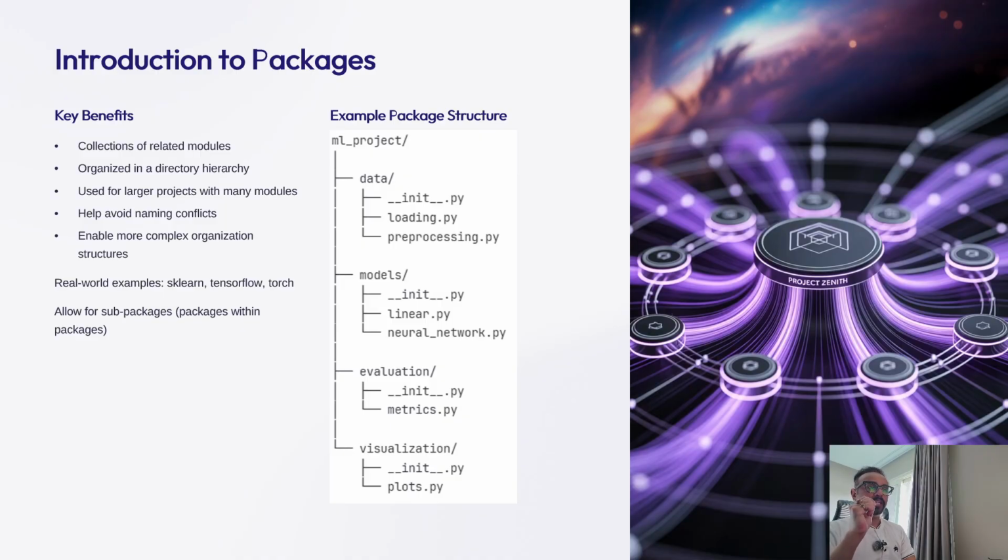Many AI/ML libraries like scikit-learn, TensorFlow, and PyTorch are organized as packages, often with sub-packages for different components based on your requirement. In the example, we have created an ML project in which we have segregated different sections. For data, we have created one folder inside ML project. For modules, we have created one. For evaluation, we have created one. So inside ML project, you can see we have multiple packages. The first package is data, the second package is modules, the third package is evaluation, and the fourth package is visualization.